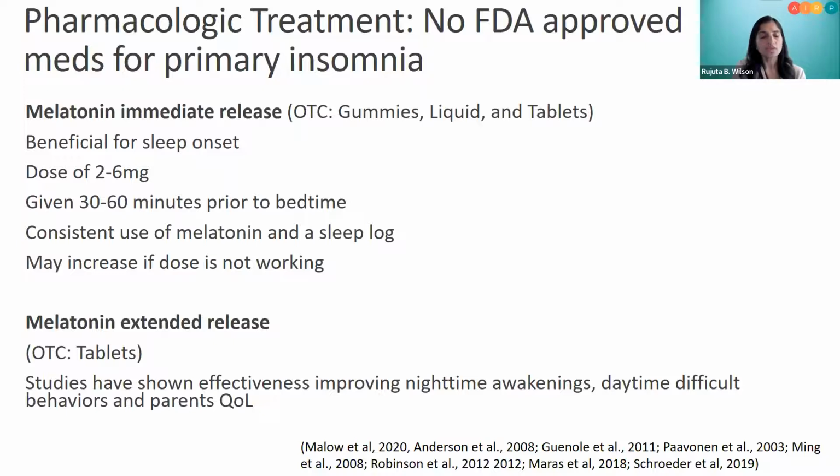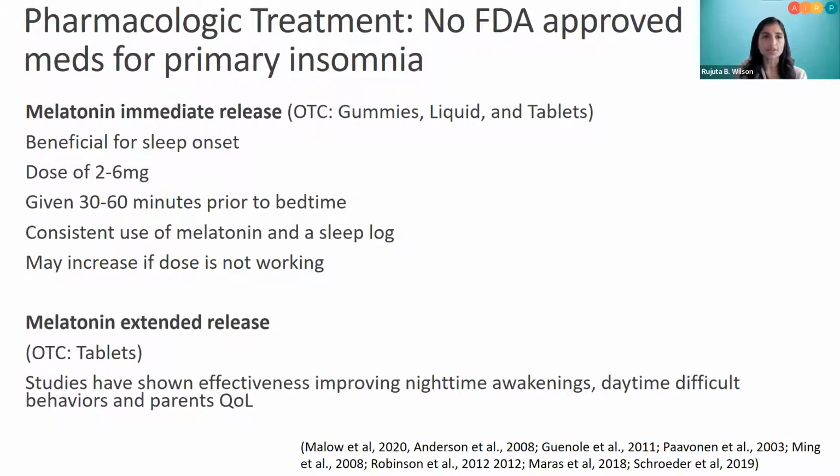One of the first medications I'll talk about is melatonin immediate release. These are all over the counter. It's important to know they come in gummies, liquid, and tablets. For that reason, it can often be friendly for individuals across a lifespan to use, or for those who aren't using tablets. And it's beneficial for sleep onset, right? Not sleep maintenance. So really sleep onset.